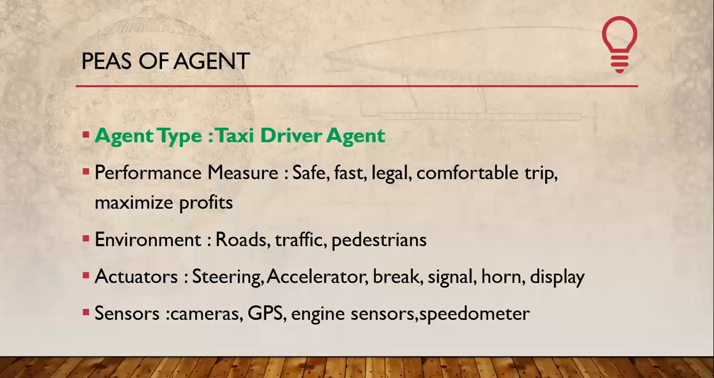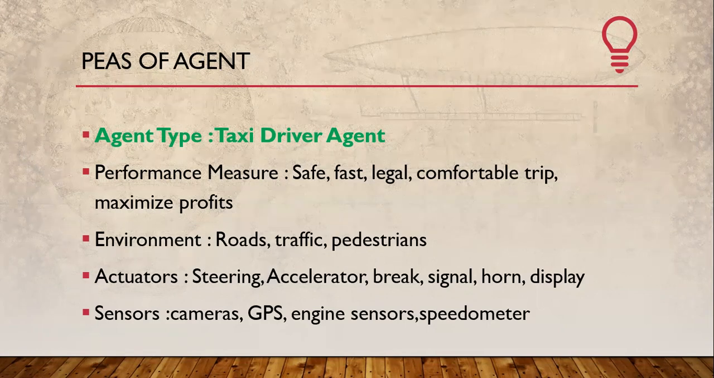Okay, so using all these things, the agent is going to perform its work in the environment, and then it's going to have its performance measure to, let's say, take the passenger's journey from location A to location B. Okay, yeah. So this was about the first type of agent.